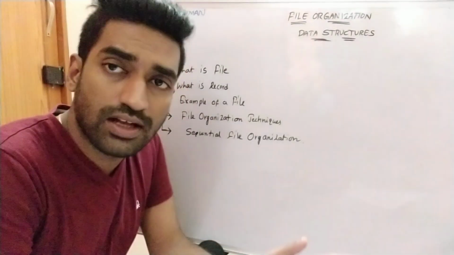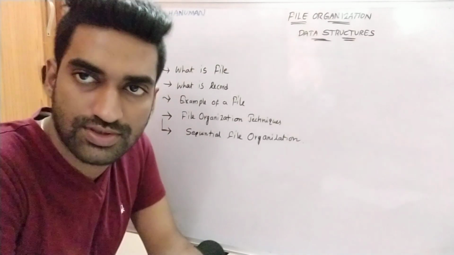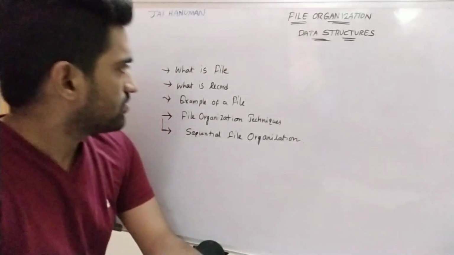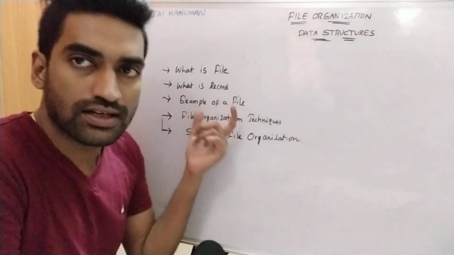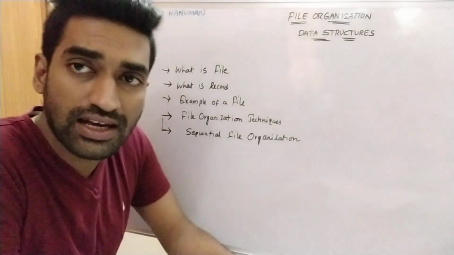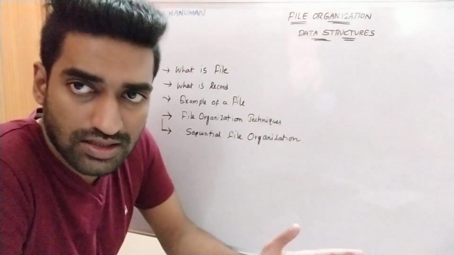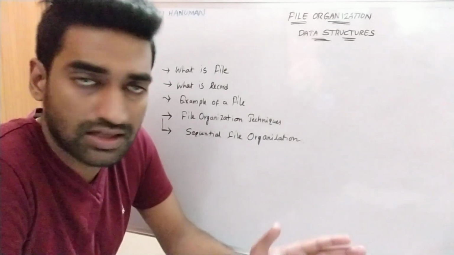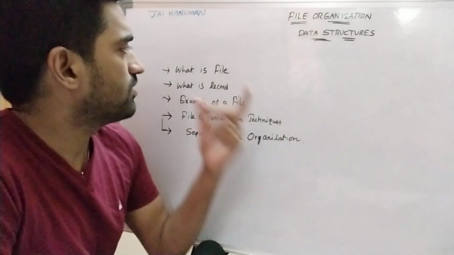Hi friends. In this session, we are mainly concentrating on file organization in data structures. First of all, what is a file, what is a record, and an example of a file. Then we are discussing different file organization techniques, and among them we are mainly concentrating on sequential file organization. So here, first of all, what is a file?